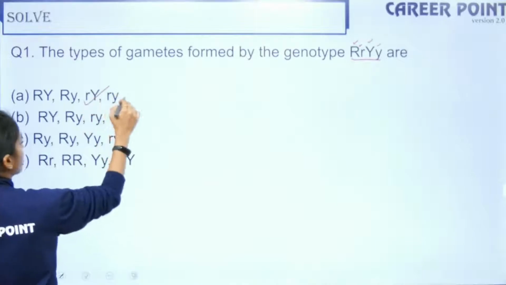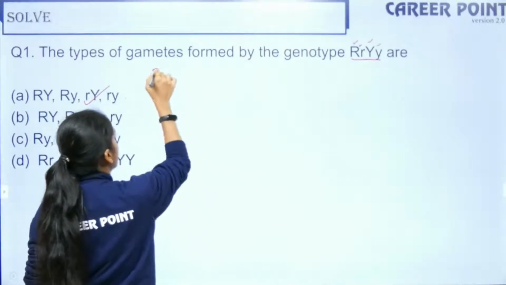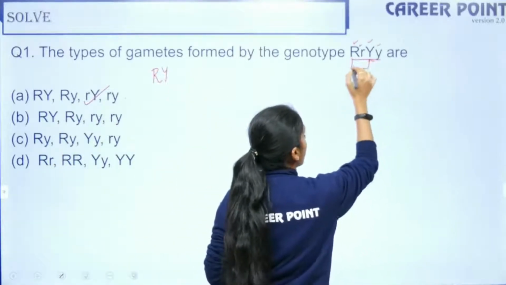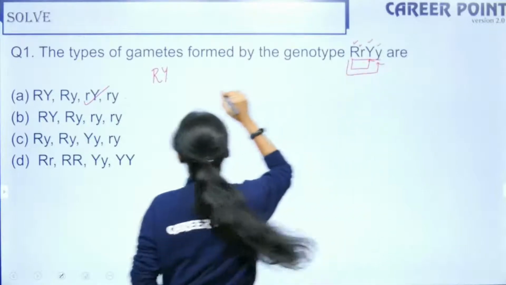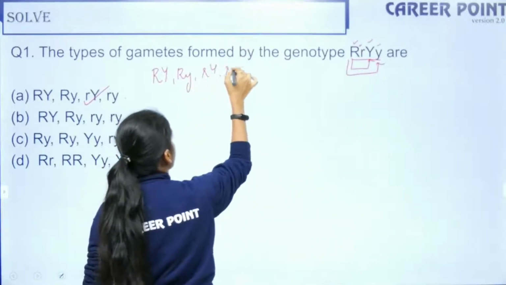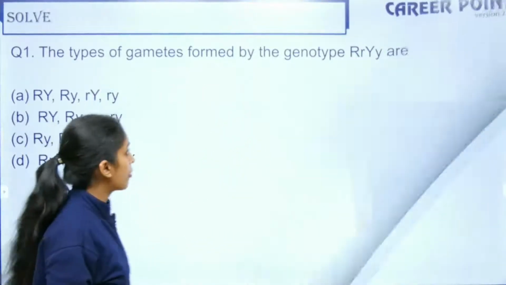Yes, option A. So it's an easy one. They are asking for the genotype, so you have to find the gametes. So this is capital R into capital Y, capital R into small y, then small r into capital Y, small r into small y. So it is directly finding the gametes, right?